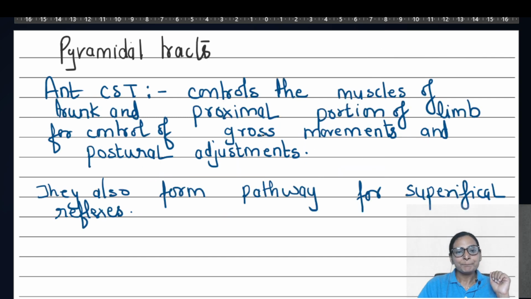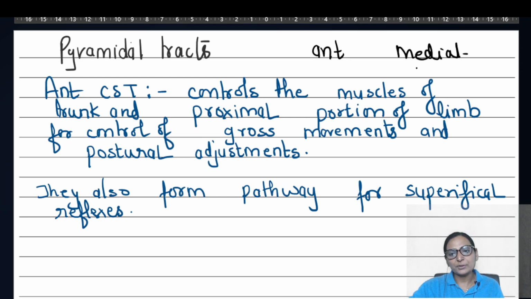Whereas the anterior corticospinal tract, which ends more towards the anterior, or you can remember anteriorly, is running more anteriorly and ending on the medial group of neurons in the ventral horn cells. So in the ventral horn cells, the lateral group has the lateral tract, and the medial group has the anterior corticospinal tract.